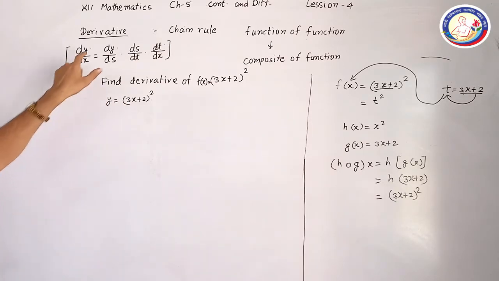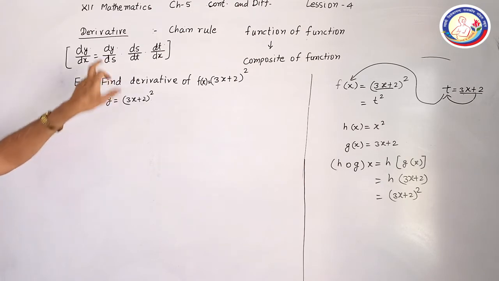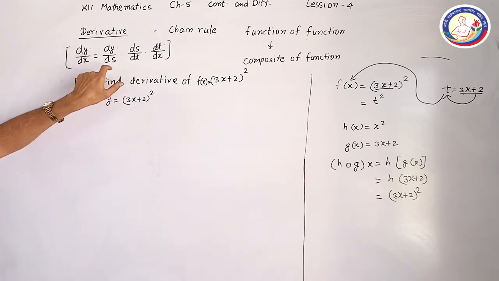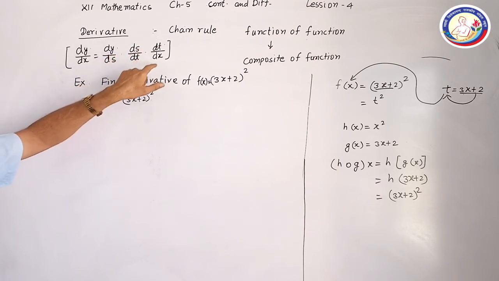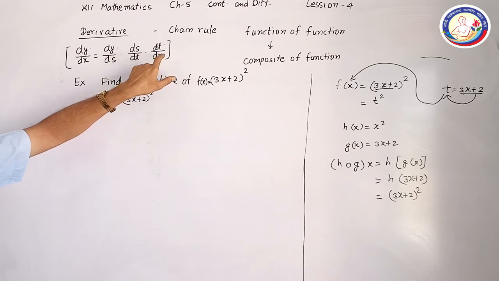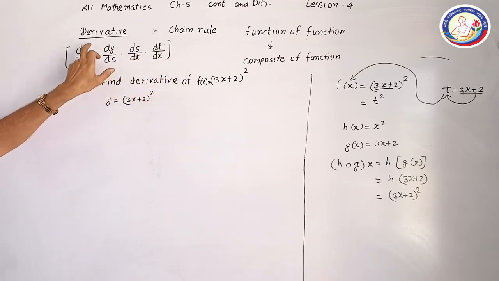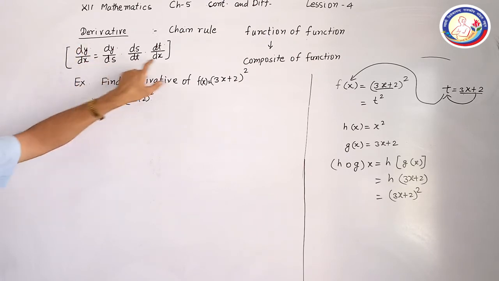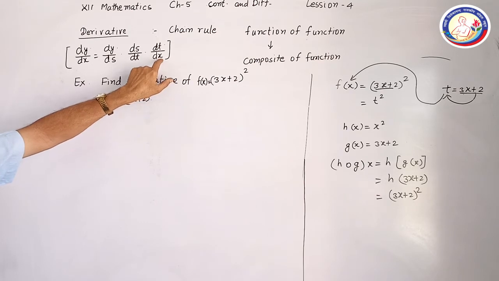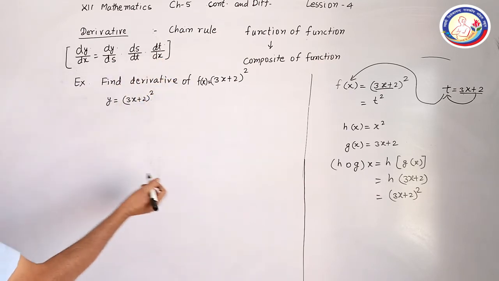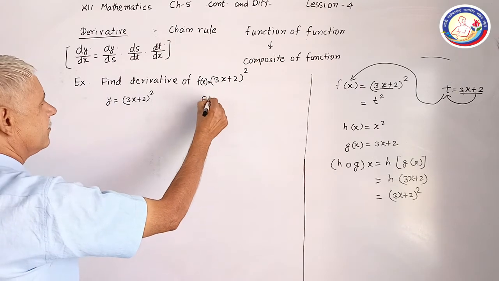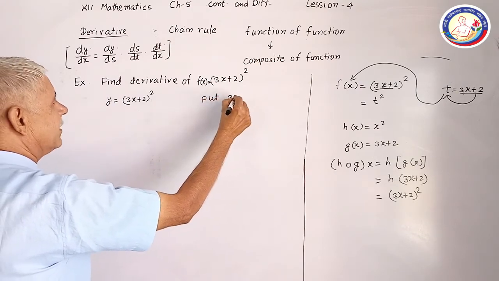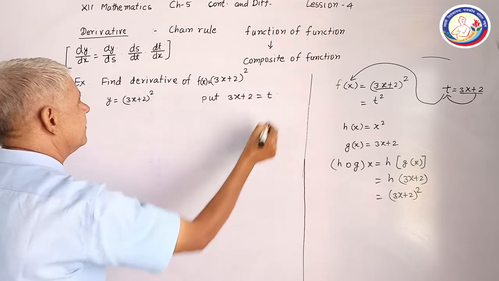If there is a function y which can be written in the form of s, and s is again a function of t, and t can be written as a function of x, then the derivative of y, that is f, with respect to x will be the product of these three derivatives. So here what will we do in practice? We will put 3x plus 2 equal to t.